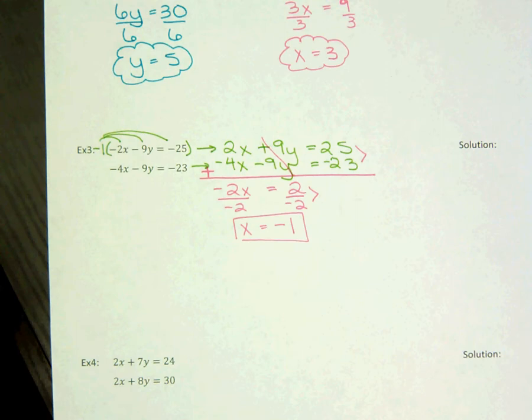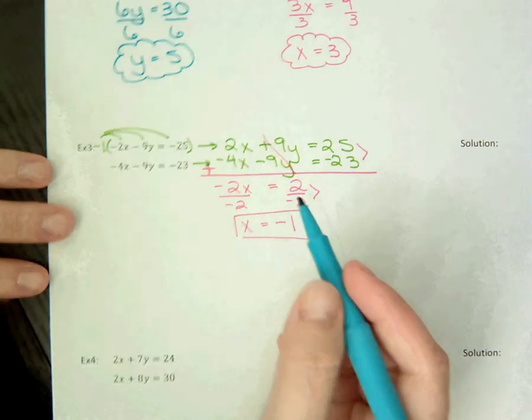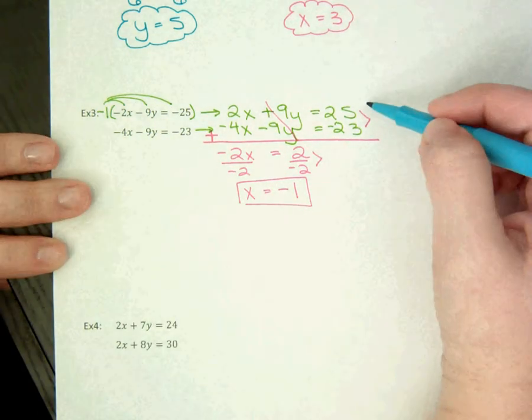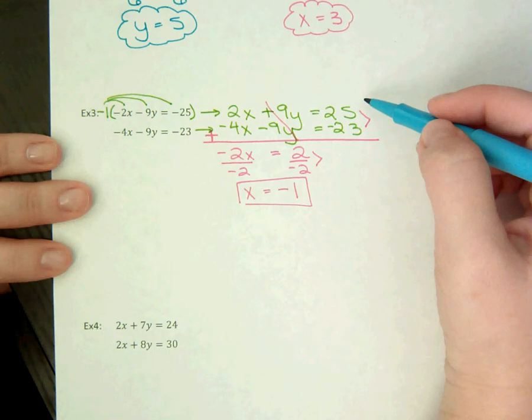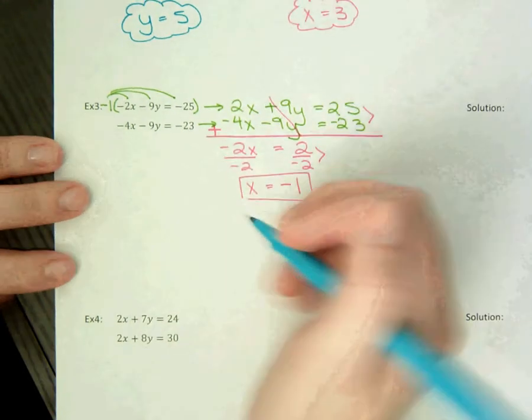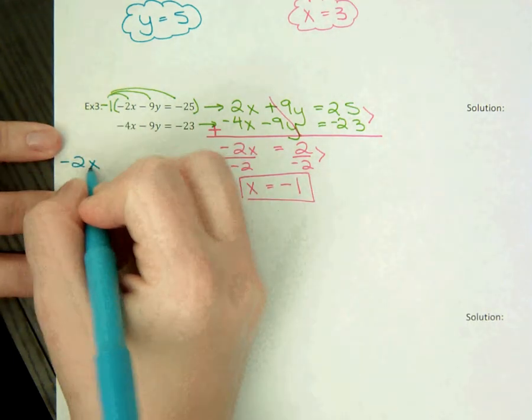Now our job is to go plug into one of the original equations. You can use either one of the originals. You can even use your new one if you want to. They're all positive numbers, so you can do that. But it doesn't matter at all. I'm going to go ahead and use the top original equation. You can pick a different one if you want to.